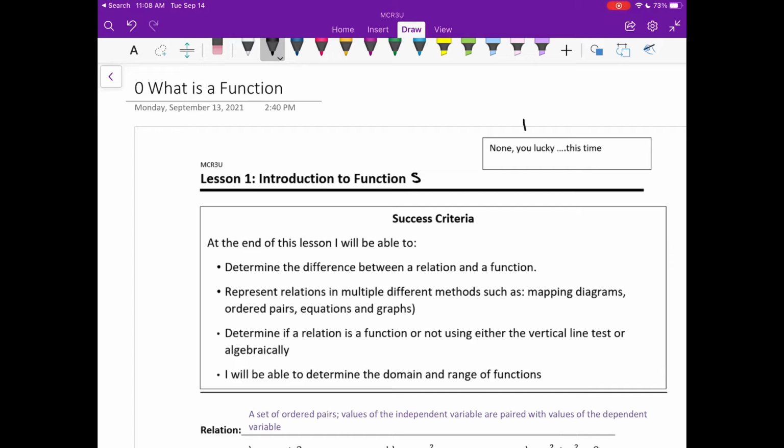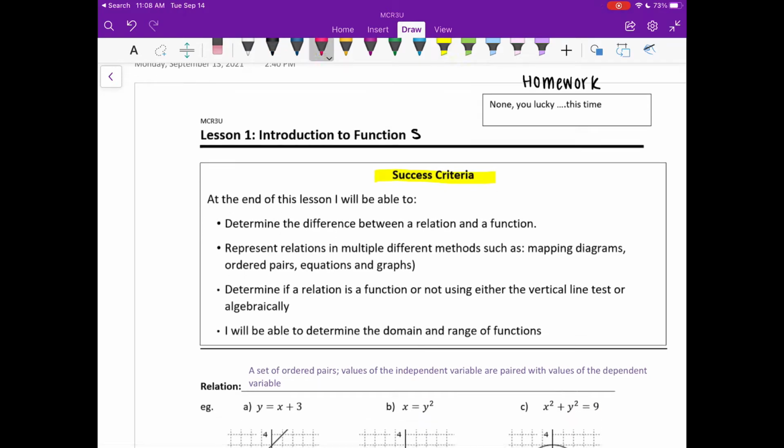A few things. This is where your homework box is going to be, so just keep that in mind. You don't have any today, so lucky you this time, but the homework will usually be in that box. There are also these success criteria. At the end of this lesson, they'll tell you what you should be able to do.